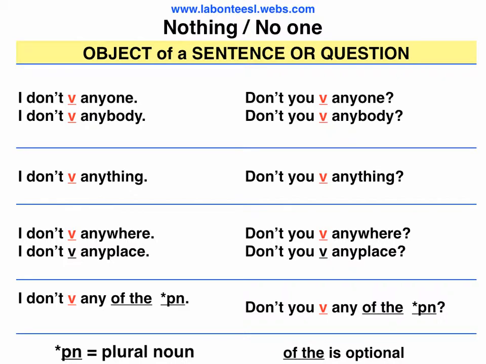Nothing and no one as the object of a sentence or question. I don't like anyone. I don't see anybody. Don't you know anyone? Don't you like anybody? I don't smell anything. Don't you pay anything?